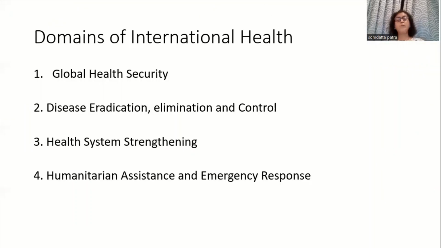What are the domains of international health? The first and foremost is global health security. See, not only infectious diseases have the potential to spread. There are many other public health related events like chemical events, radiological or nuclear meltdown, and climatic changes, which affect health. So all these have the potential to affect one part of the world from other parts.